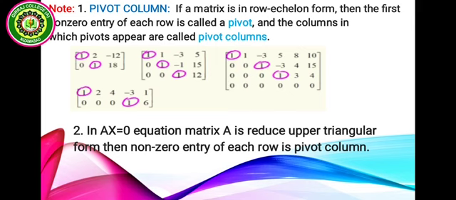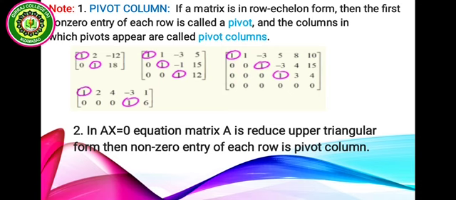Here in the first example, 1 2 minus 12, 0 1 18 is there. So what is the diagonal? 1 1 is the diagonal. Below-diagonal elements are zeros, so the diagonal values are 1 and 2. The first column and second column are pivot columns.